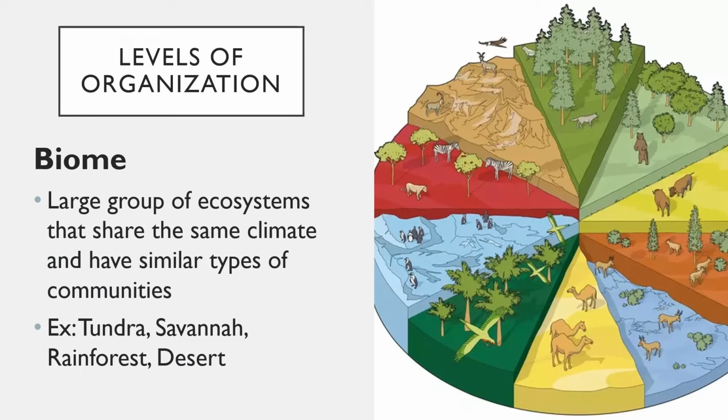The next highest level is called a biome. So this is a large group of similar ecosystems. They're going to share the same climate, have the same types of communities in there, so they'll have the same types of populations. So in this case, you can see in the picture you have something like a desert biome or an Antarctic biome with the penguins. You can have the savanna here. You can have a mountain. You can have a forest. Those are all different types of biomes.